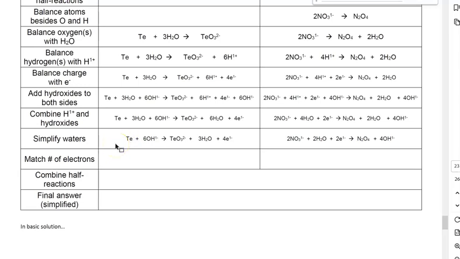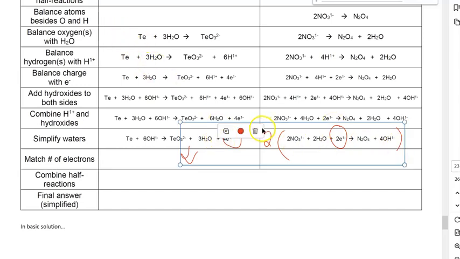Now we're going to simplify waters. I'm sorry, we did that already, I apologize. We're going to match the number of electrons. So I have 4 electrons and I have 2 electrons. I need to get them both to 4. So this will stay as is. I'll multiply all of this by a 2. So that's going to be 2 times 2, 2 times 2, 2 times 2, 2 times 1, and 2 times 4. That is going to look like this.